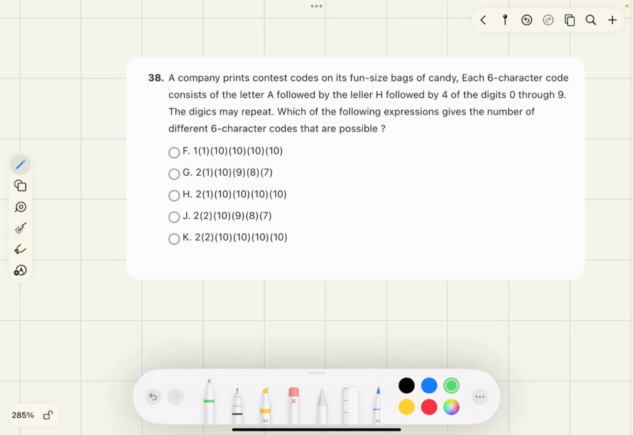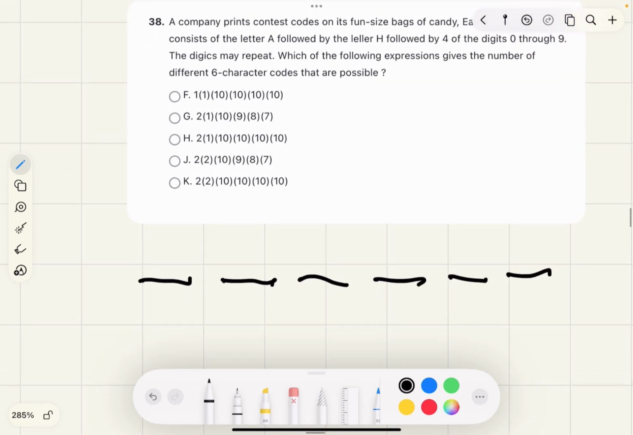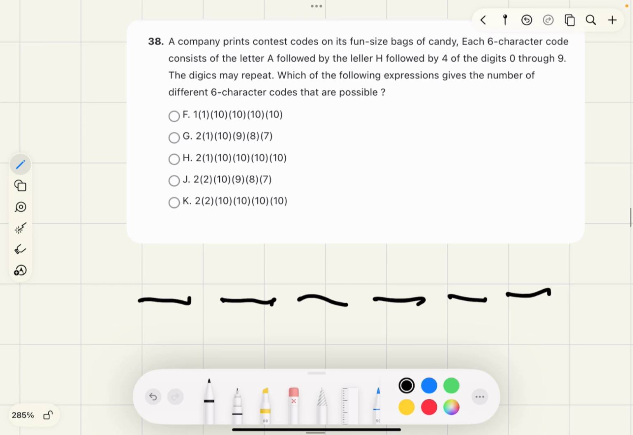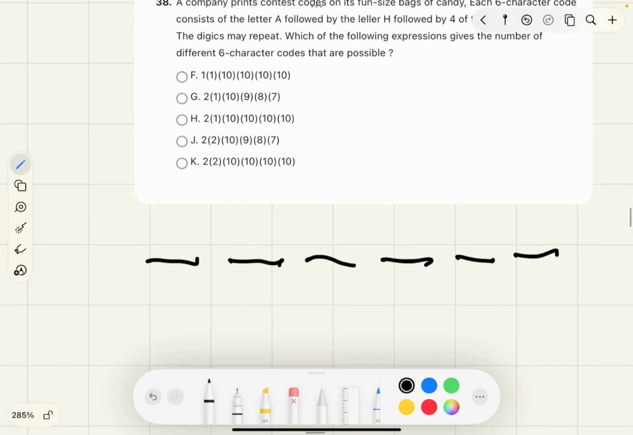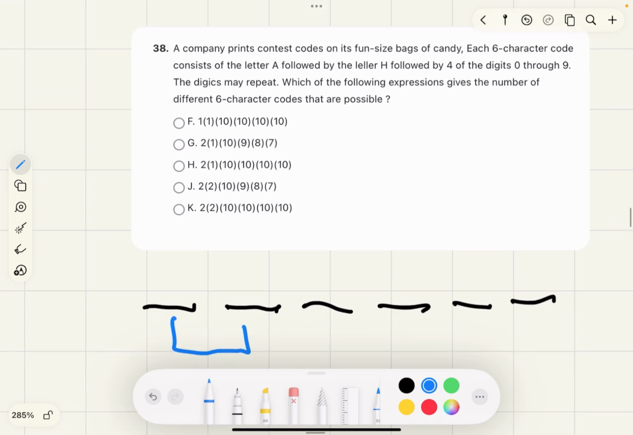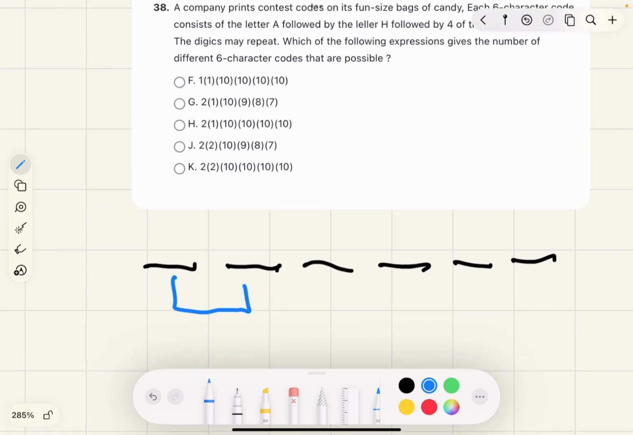Okay, so it's a similar slot method here. We see that there's going to be 6 slots again, so we'll just do 1, 2, 3, 4, 5, 6. And we see that it says the code must have the letter A followed by the letter H. So essentially it's saying that these two characters of the code are already locked in. We know that the first has to be an A, and this one has to be an H.